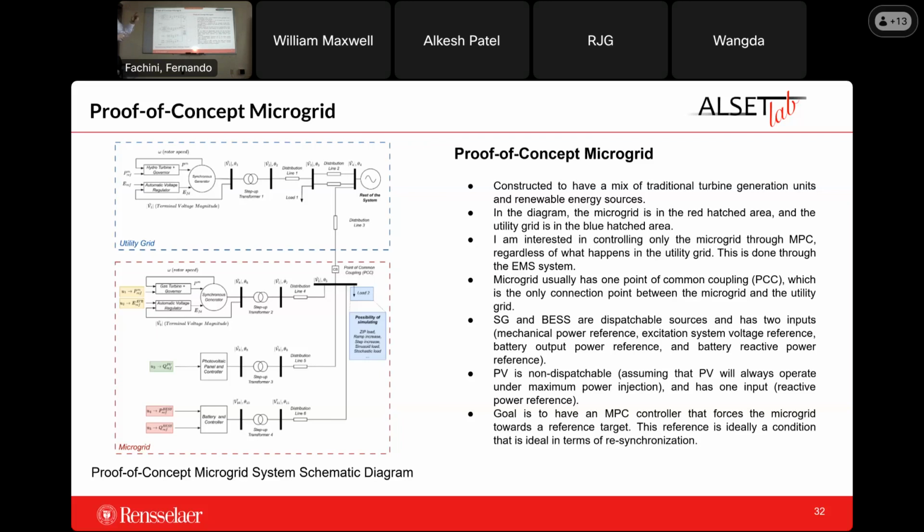And both of them have two inputs. The synchronous generator has a mechanical power reference and an excitation system voltage reference, while the battery energy storage has battery output power references and battery reactive power references. These are the inputs that are being controlled through secondary control. The PV model is non-dispatchable, so we are assuming that the PV will always operate under maximum power injection. For that reason, we only have one input that we can control, which is the reactive power reference.